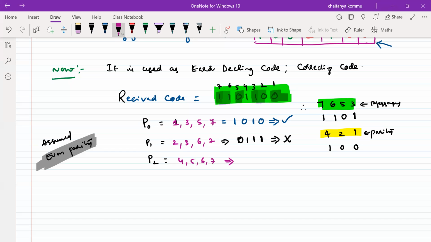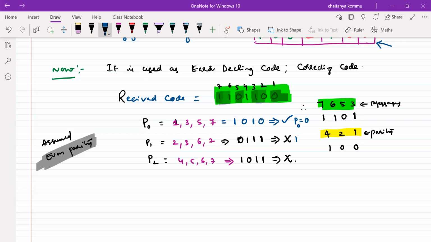So what is this value then? Again, 1, 0, 1, 1. It is also not possible. So by looking at P0, P1, P2, what is the parity here? Parity is equal to 0. P0 is equal to 0.